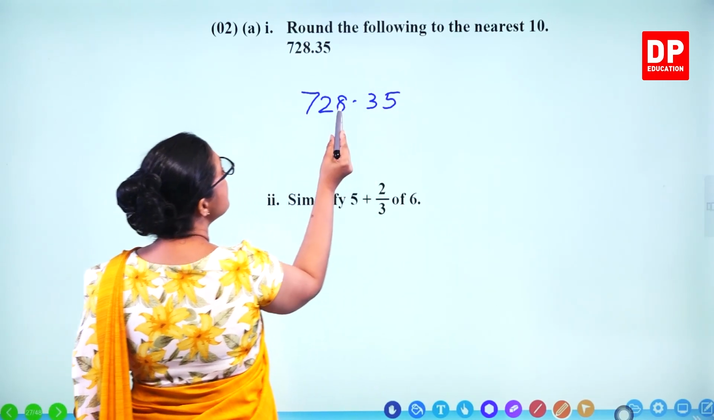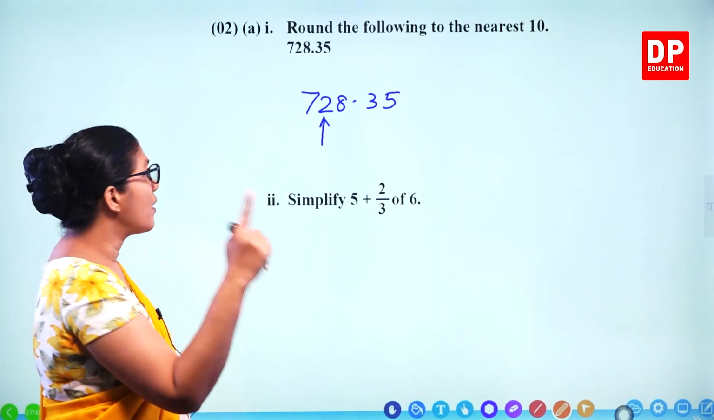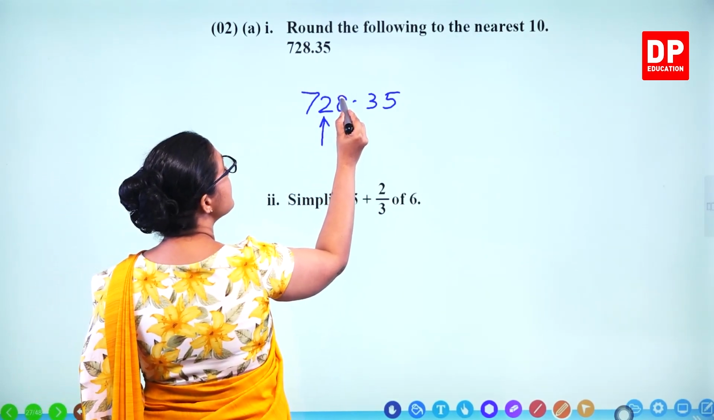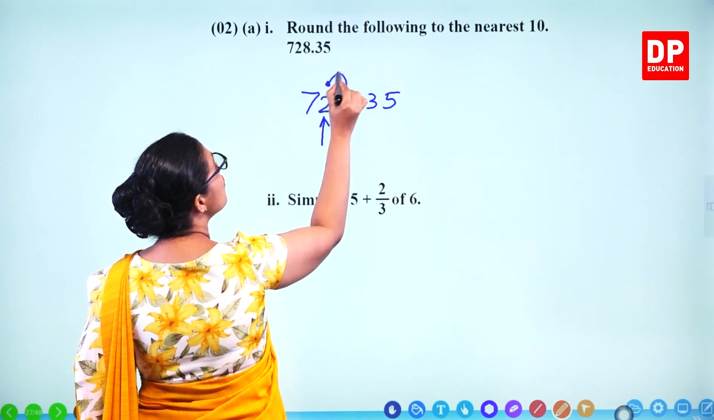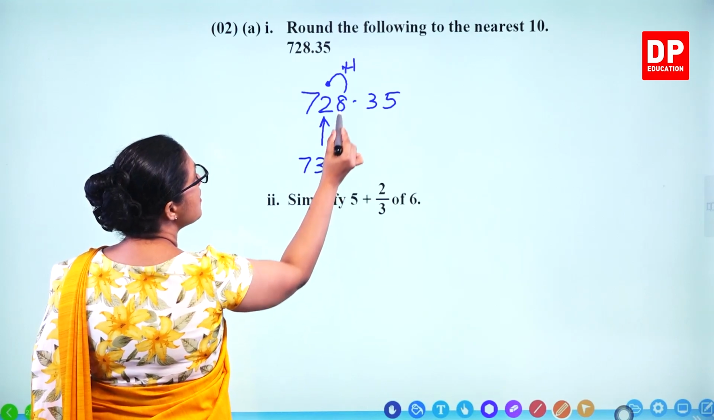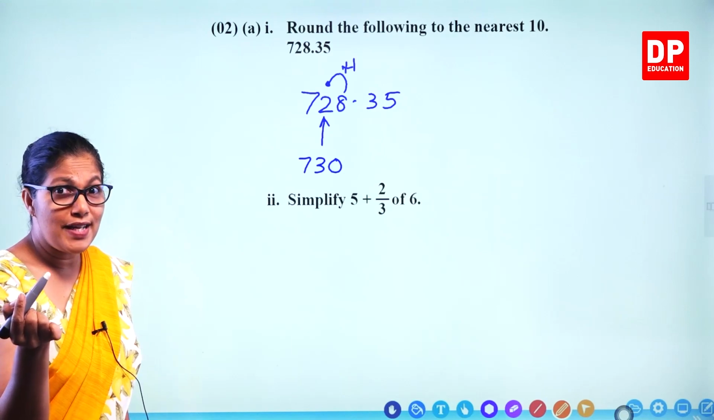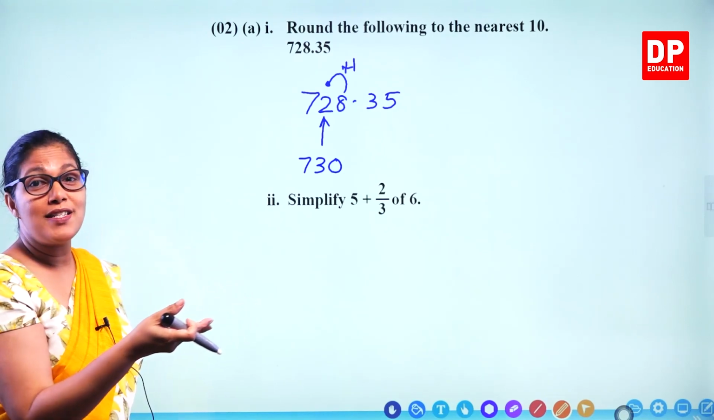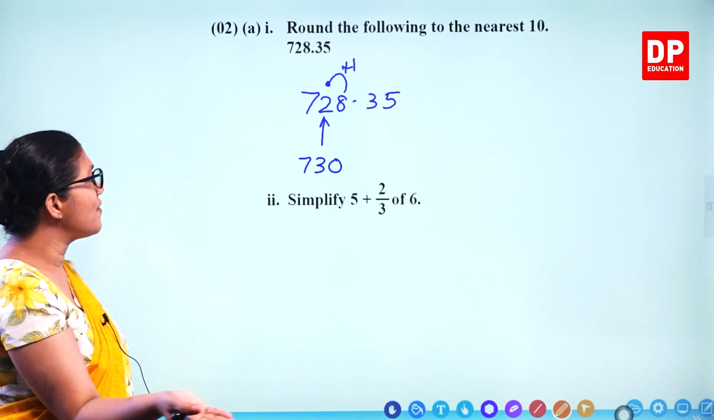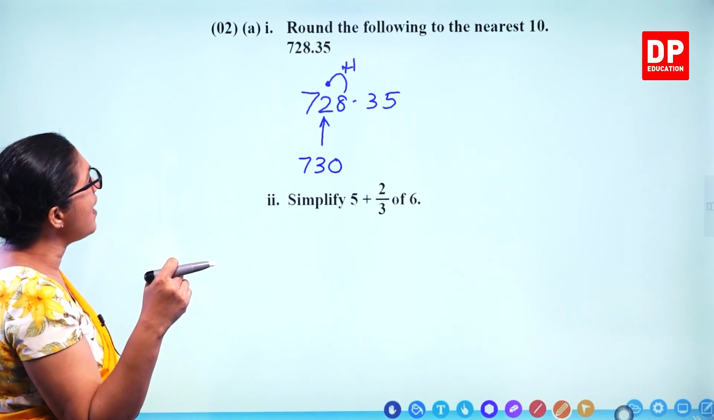728.35. Nearest 10 means you have to round this number. What you do, you have to look at the previous number. The previous number is more than 5, so you have to add 1 to that. So 7, 3, but for the other number you have to put 0. You can't just write 73 because 728 something you can't equate to 73. So you have to put zeros for the other numbers. So 730.